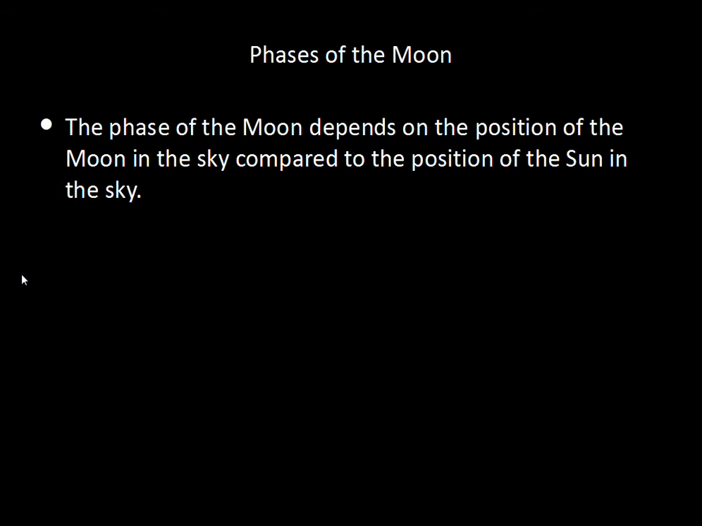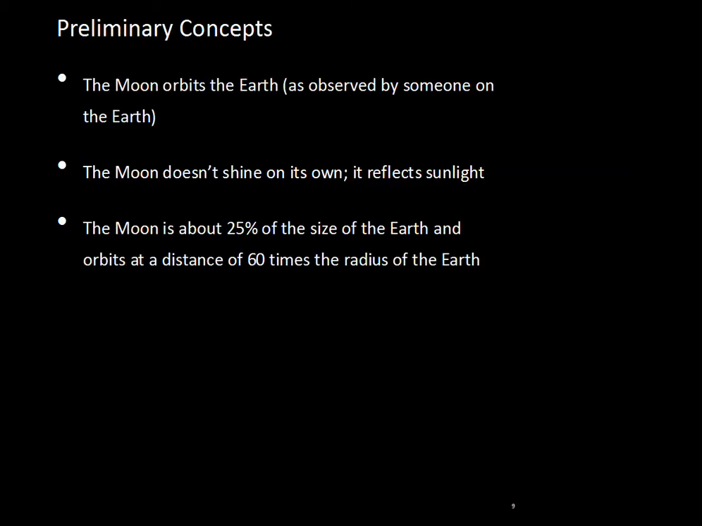Okay, phases of the moon. You've all seen the moon: crescent moon, full moon, different phases. The phase of the moon depends on where the moon is in the sky compared to where the sun is. So we're going to take a look at some diagrams that show us this, but from our point of view, we see the moon going around the Earth.